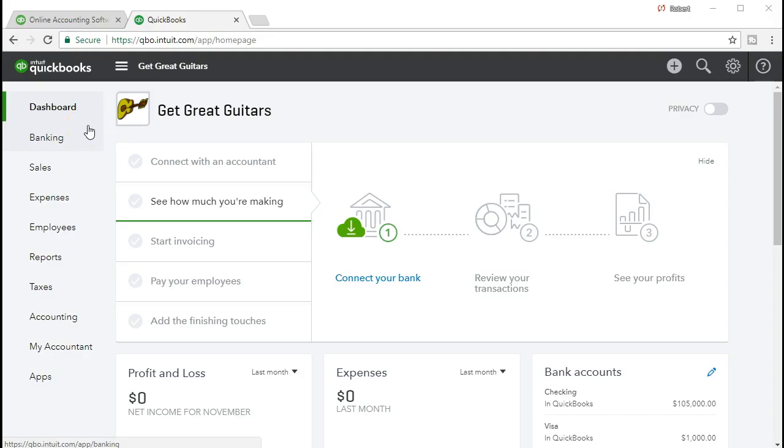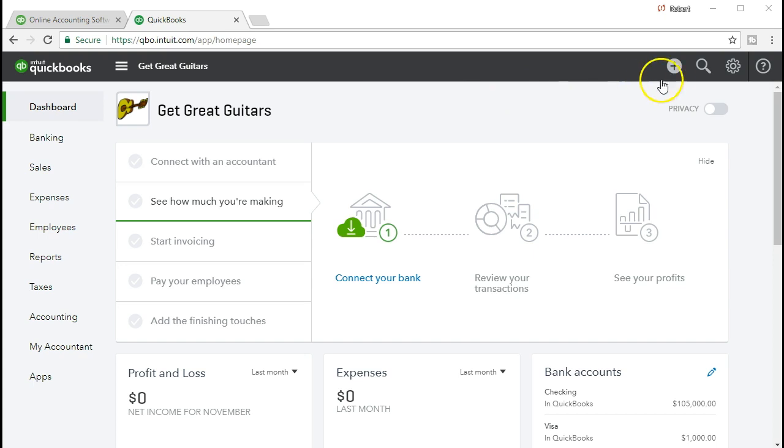Here on the QuickBooks Online dashboard, we will be continuing with the Get Great Guitars problem, entering an invoice for selling goods, selling inventory, in our case, selling a guitar. In order to do so, there's a couple of different ways we can get to the invoice.